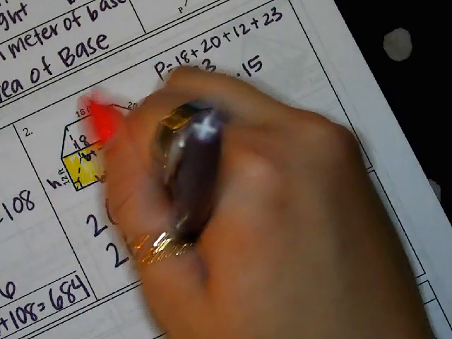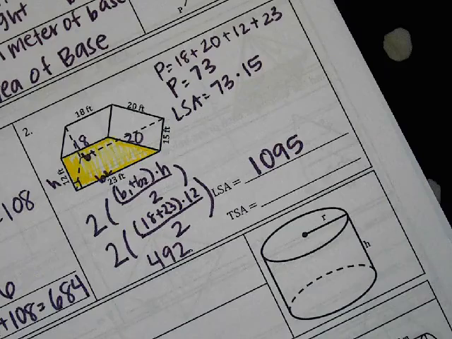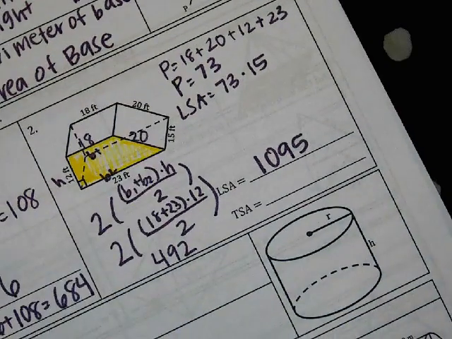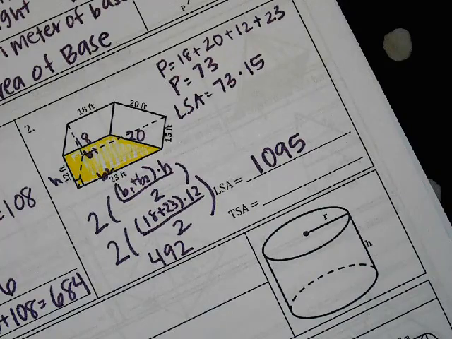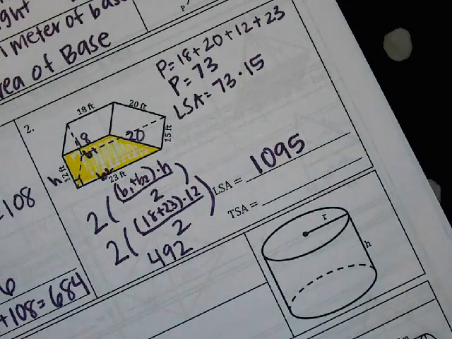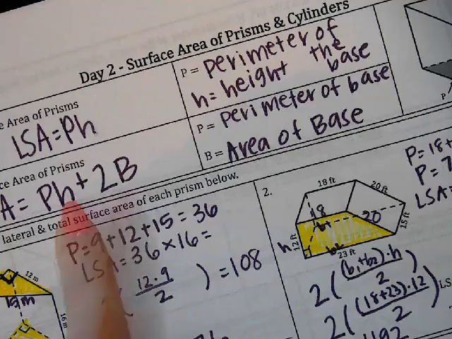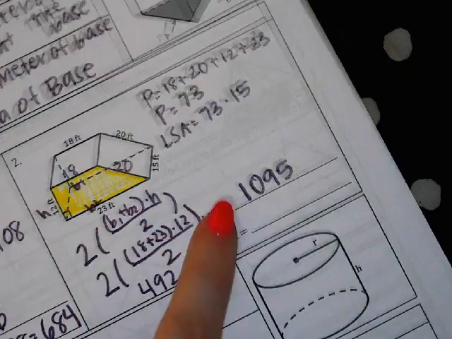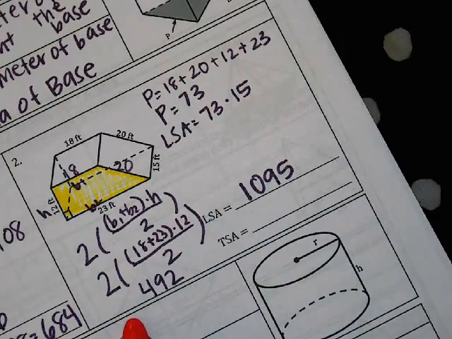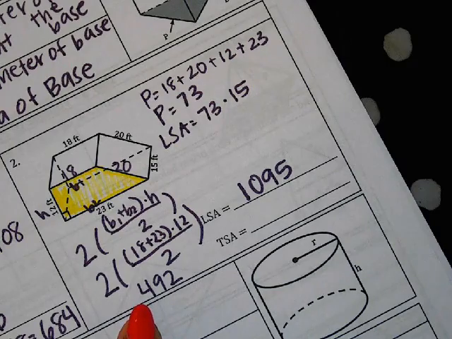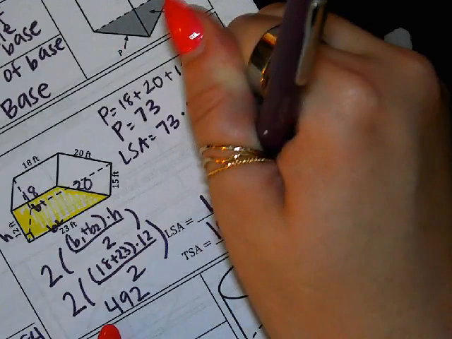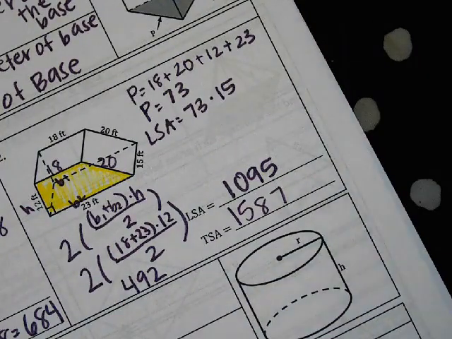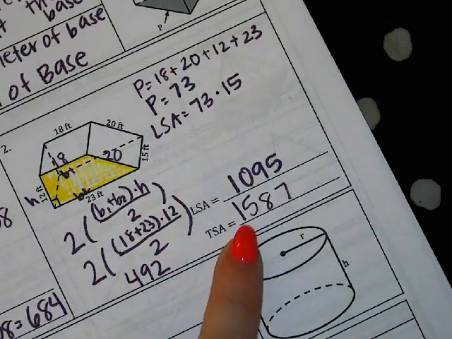Now remember, you have to add perimeter times height in order. Remember, you have to add them, because up here it's perimeter times height. Oh, you can't see my finger. Perimeter times height plus 2 times the base. So perimeter times height we already did for lateral surface area, plus 2 times the base. So we add those 2 numbers together. Please don't forget that step. Your total surface area should be a bigger number than your lateral surface area. When I add these 2, I get 1587.